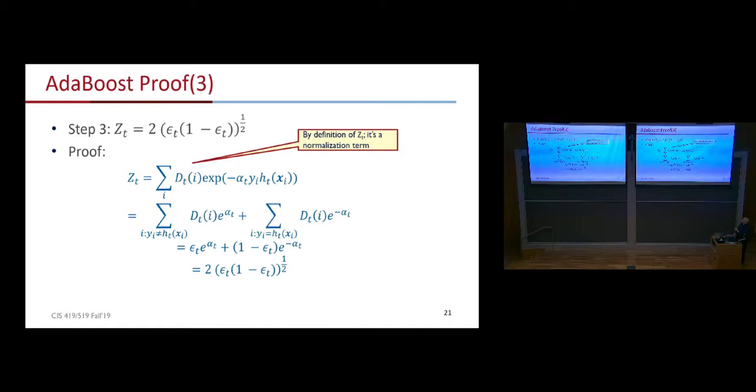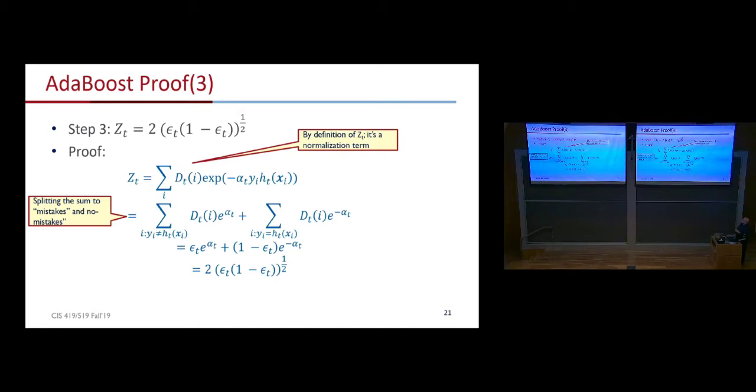I'm going to split it here into two parts. Instead of summing over all i, I'm going to sum over all i on which I made mistakes, and sum over all examples on which I got right. Okay? Basically I did nothing here, just summed separately over mistakes and non-mistakes.